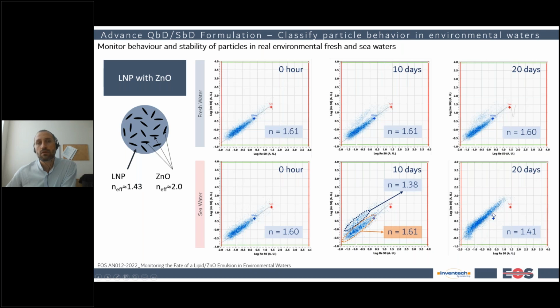This shows us that we are able to observe and measure in a quantitative way the degradation of the carrier due to the interaction with the surrounding media.